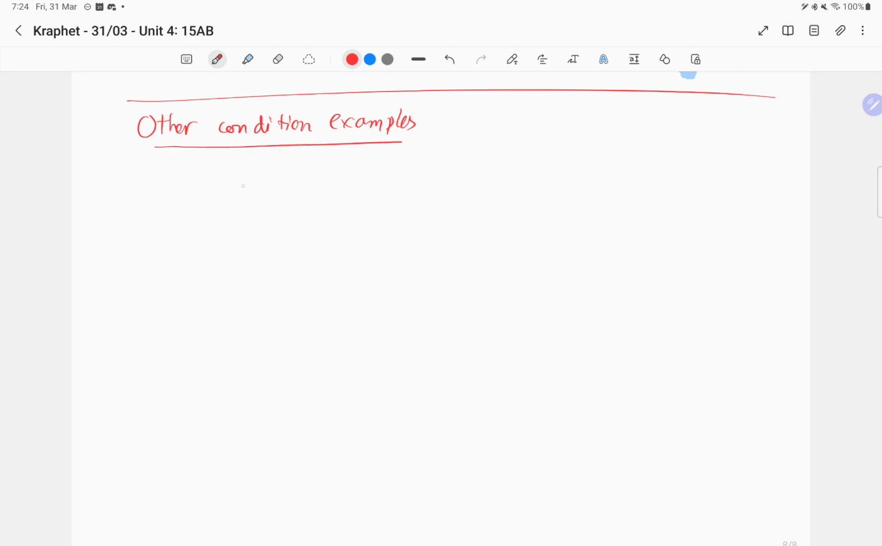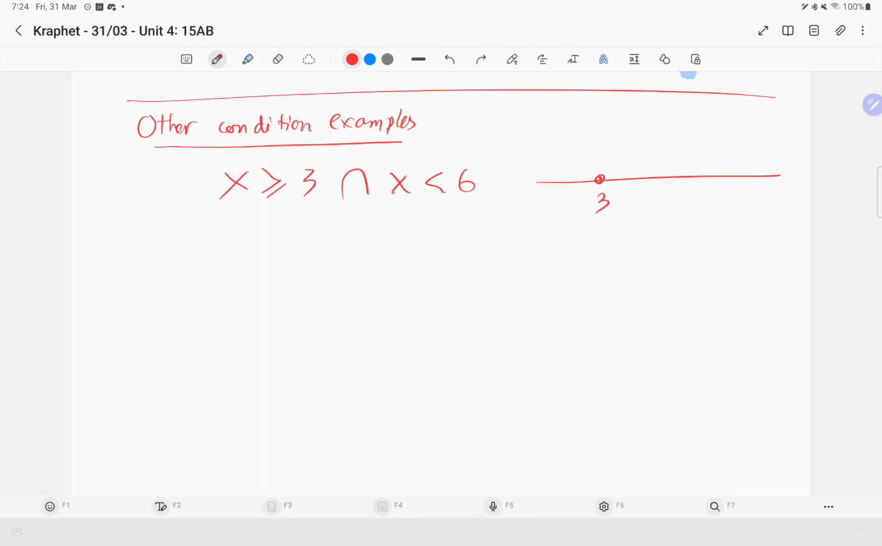Examples. What is the resolved answer for x is more than or equals 3 and x is less than 6? What do you think? Again, number line. 3, 6. Technically that should be the marker only. So it's going to be like that, and the 6 is going to be like that. And then what's the resolve condition?